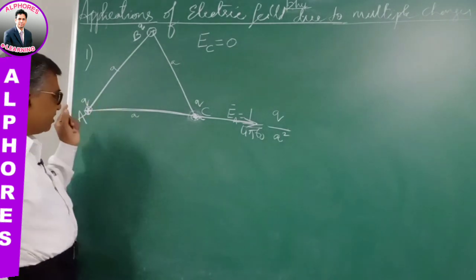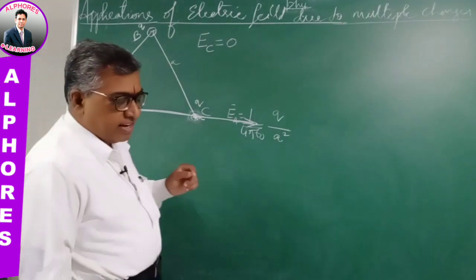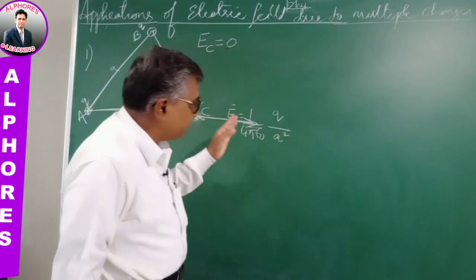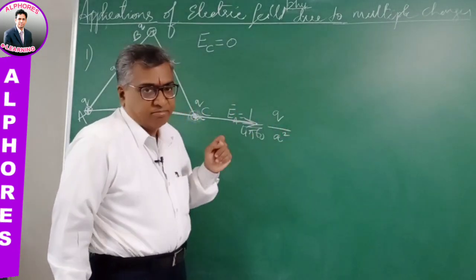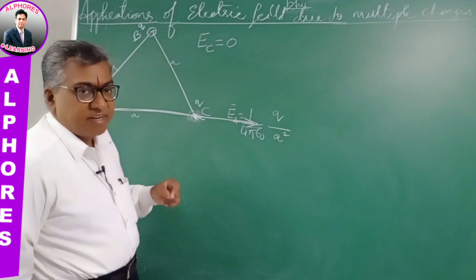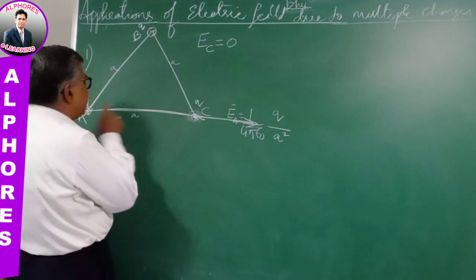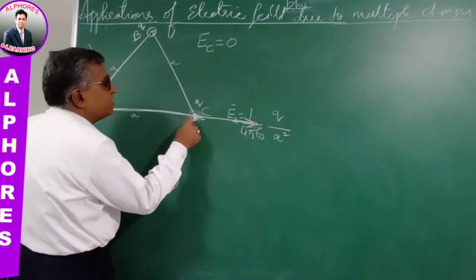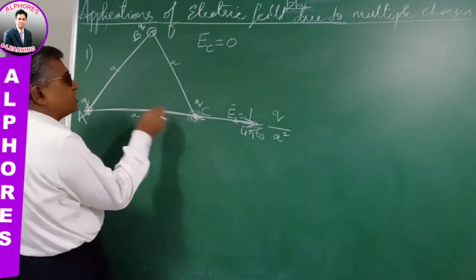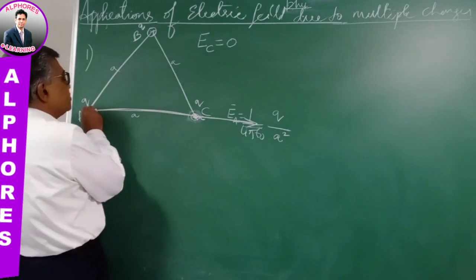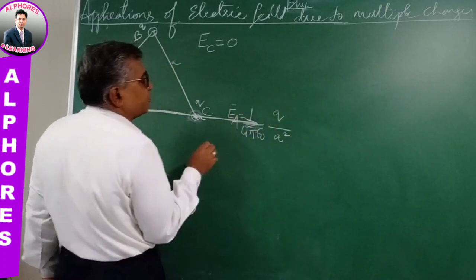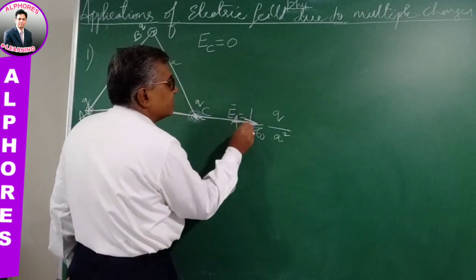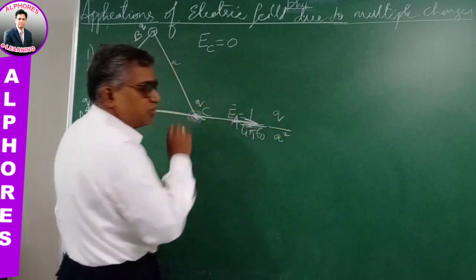So first, the electric field due to the charge at A. The electric field due to A is 1 by 4 pi epsilon naught, magnitude of the charge by distance square. That gives the magnitude of the electric field. Direction: since it is a positive charge, when I imagine a unit positive test charge, like charges repel. So the repulsive force, and the electric field will be in the direction of the force. So it is in this direction. So it's 1 by 4 pi epsilon naught Q by a square.